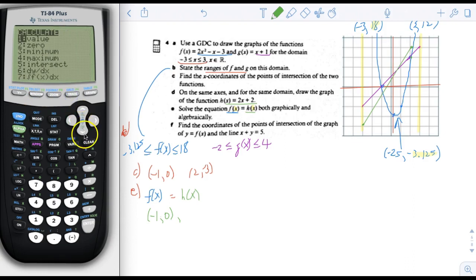Oh, I'm sorry. It's not second calc 0. It's second calc intersect, which is number 5. First curve, second curve, and we're going to move the cursor closer to the intersection, hit enter, and we end up with 2.5 comma 7.